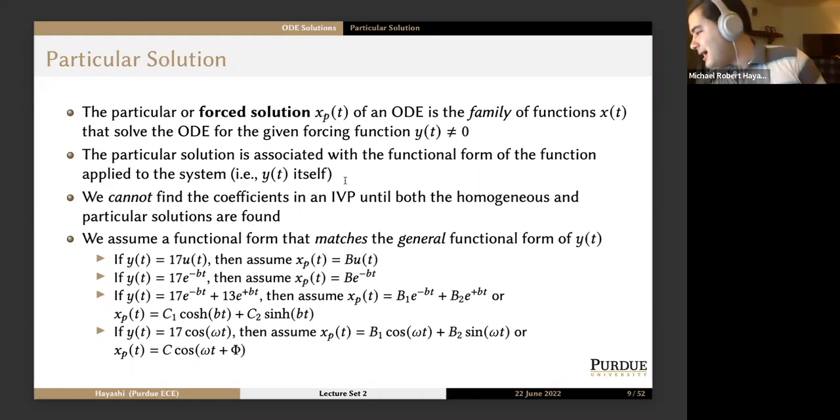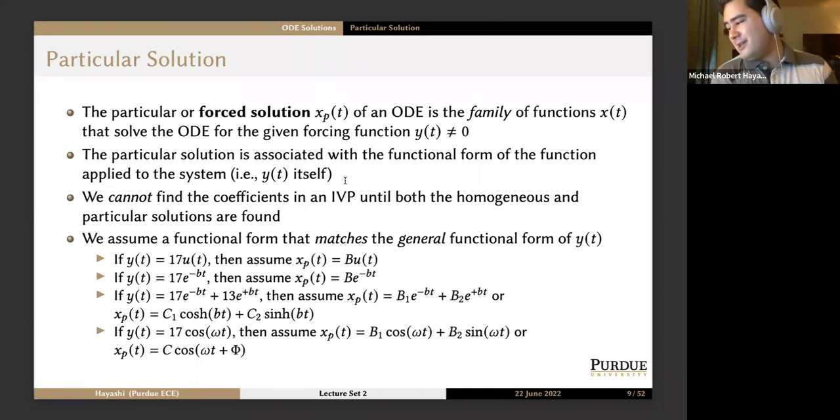Now, a point I need to emphasize: we cannot find the coefficients to the solution in an initial value problem until both homogeneous and particular solutions are found. So you can't try to find coefficients ahead of time. Those A's, we were using A sub k's. You have to wait until after you have both the homogeneous and particular solutions.